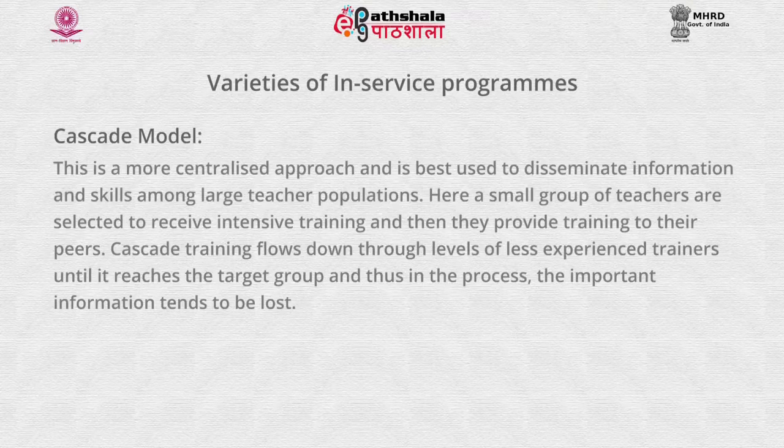This is a more centralized approach and is best used to disseminate information and skills among larger teacher populations. Here, a small group of teachers are selected to receive intensive training and then they provide training to their peers. Cascade training flows down through levels of less experienced teachers until it reaches the target group, and thus in the process the important information tends to be lost. So this is one disadvantage of the cascade model, because ultimately when the information comes down to the target group, the main points get to be lost.